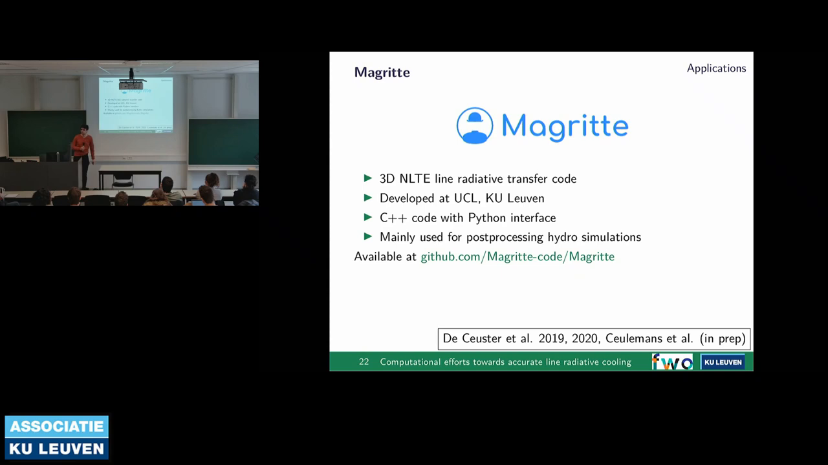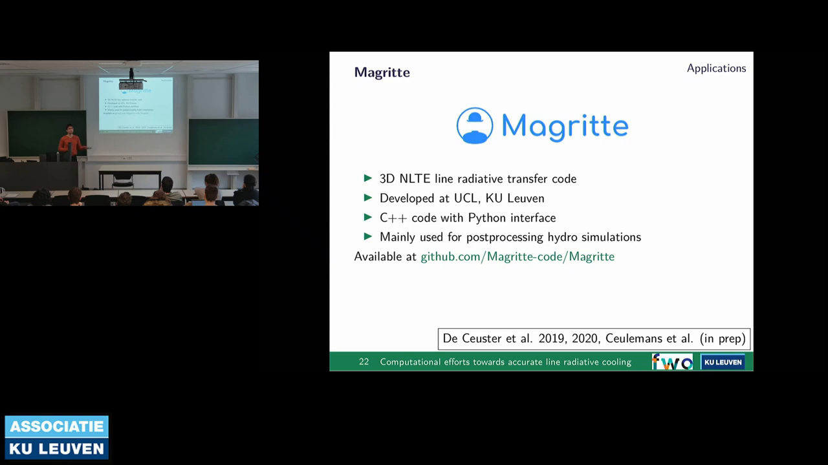Now that we have some optimization tricks, we can move on to the applications. I will introduce to you my grid, which is a 3D NLTE line radiative transfer code, originally developed by Frederick at University College London, and now continued by me. It is a C++ code, obviously for computational reasons, with a Python interface for convenience, making it usable without recompiling it constantly. It's mainly used for post-processing hydrodynamic simulations, of which I will give some examples. So you give me a hydro simulation, and I can give you an image at a specific frequency.